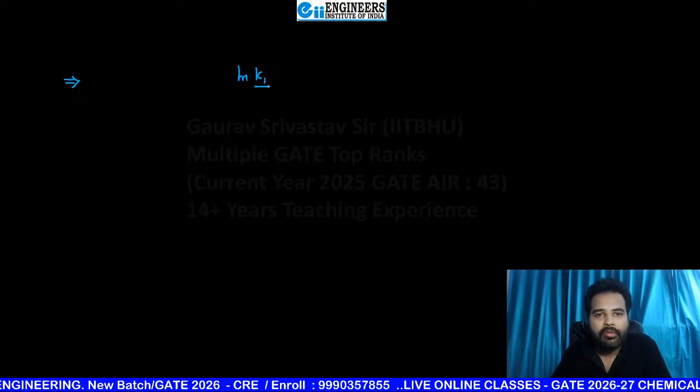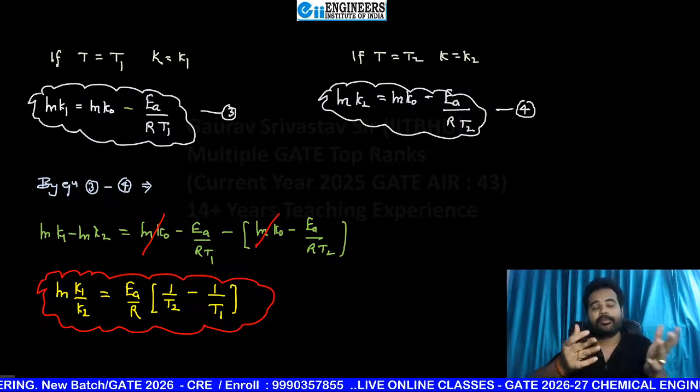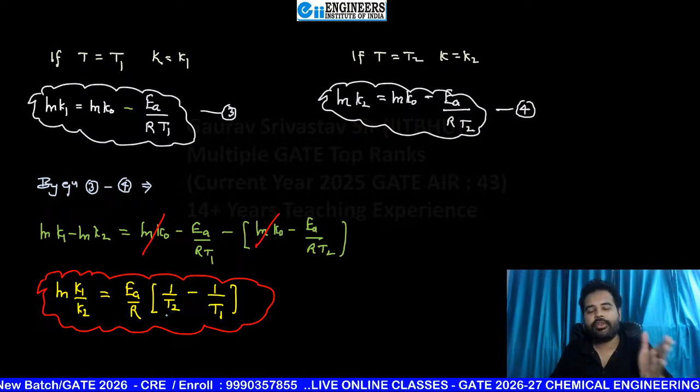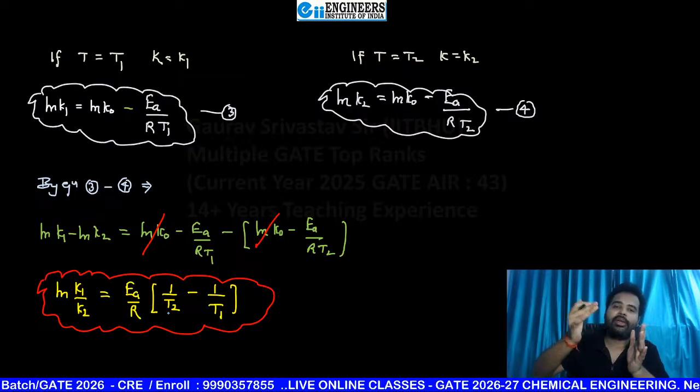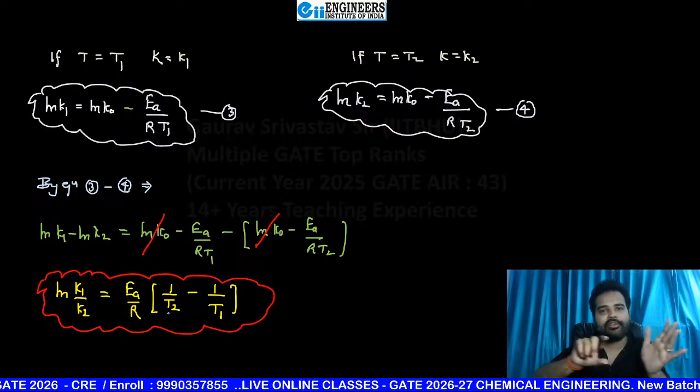This is ln of k1 by k2. And one more thing, beta, how to remember this? If you are writing k1 by k2, then first T2 will come, so 1 by T2 minus 1 by T1. If you are writing ln of k2 by k1, then 1 by T1 minus 1 by T2. So this is a little bit faster way to remember.